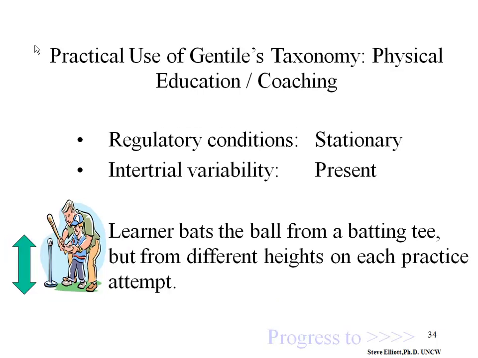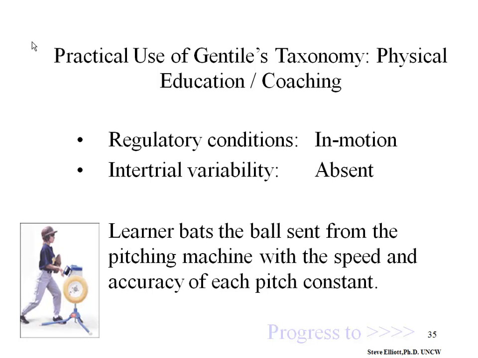Next, we might keep the ball on the tee. However, we may have some intertrial variability present by moving the tee to different heights. Progressing to where we have a pitching machine, which sends the ball with the speed and accuracy of each pitch being constant. And in this situation, the regulatory conditions are now in motion. However, there's still no variability because it's coming at the same speed and height each time.